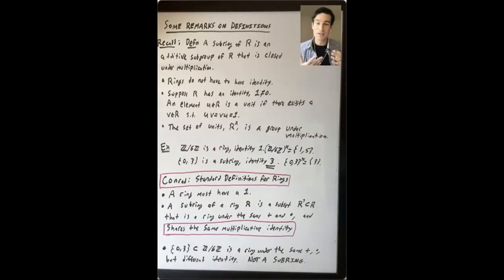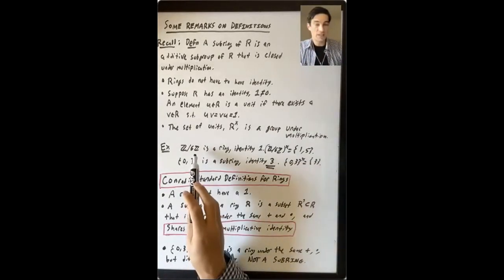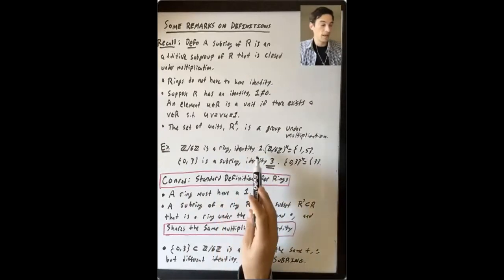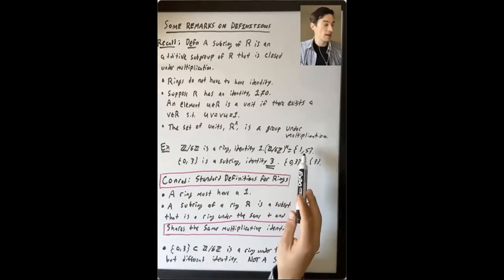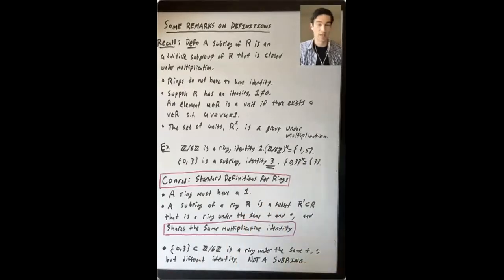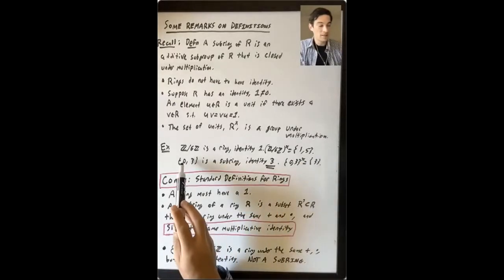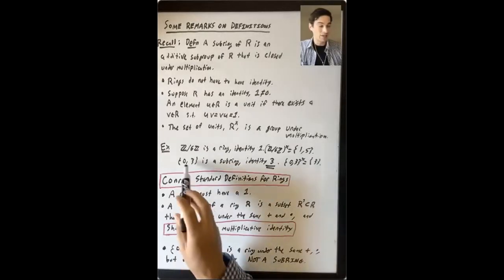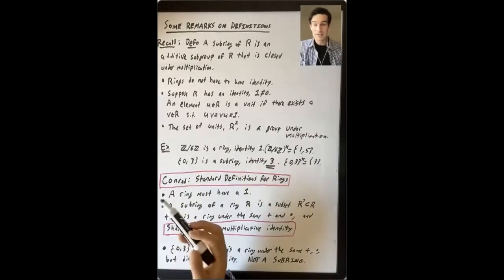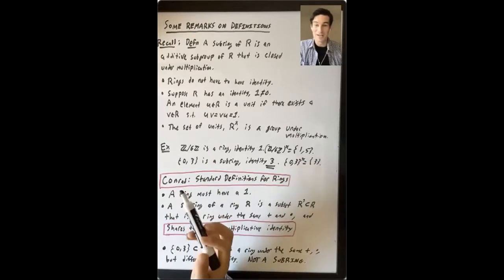We already mentioned this weird example where we have Z mod 6Z as a ring. It has an identity, 1, and the group of units is 2 elements, 1 and 5. These are the 2 things that have multiplicative inverses in this ring. This subset {0, 3} of Z mod 6Z is a subring. It's closed under multiplication, and it's a subgroup under addition.